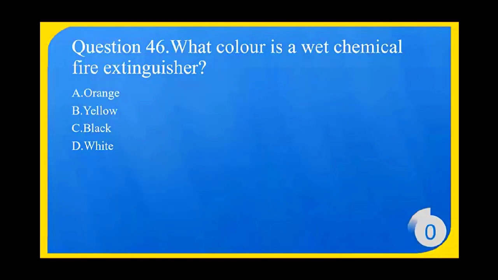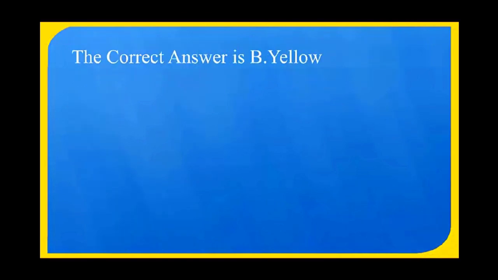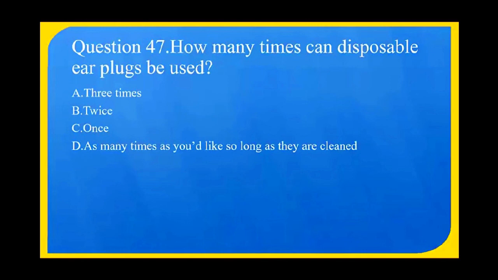The correct answer is B. Yellow. Question 47. How many times can disposable earplugs be used? A. 3 times. B. Twice. C. Once. D. As many times as you'd like so long as they are cleaned.